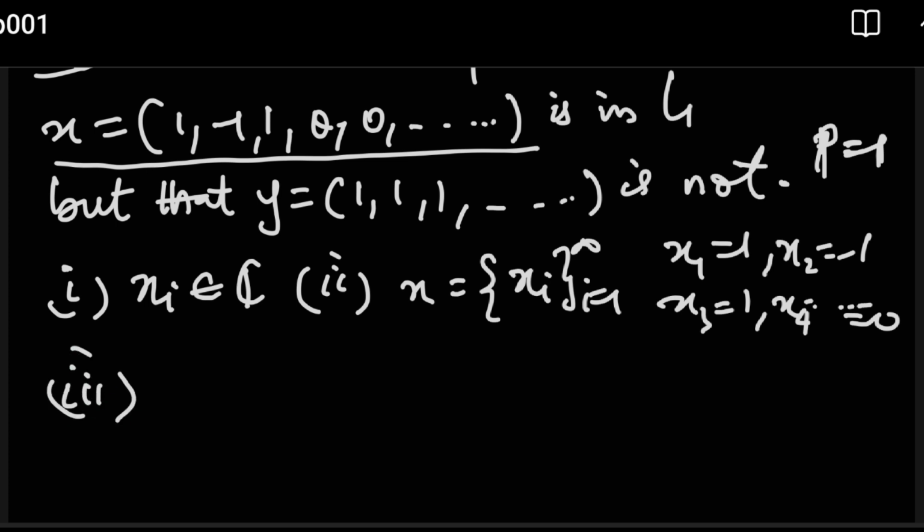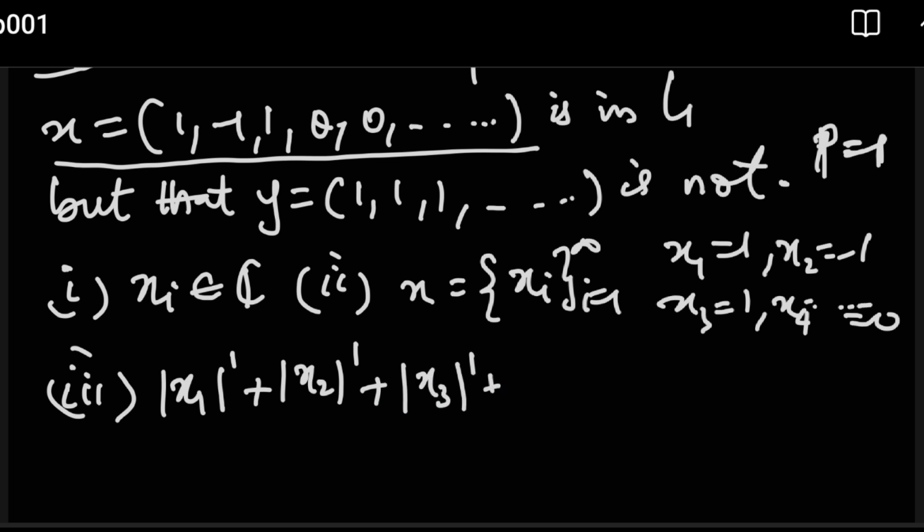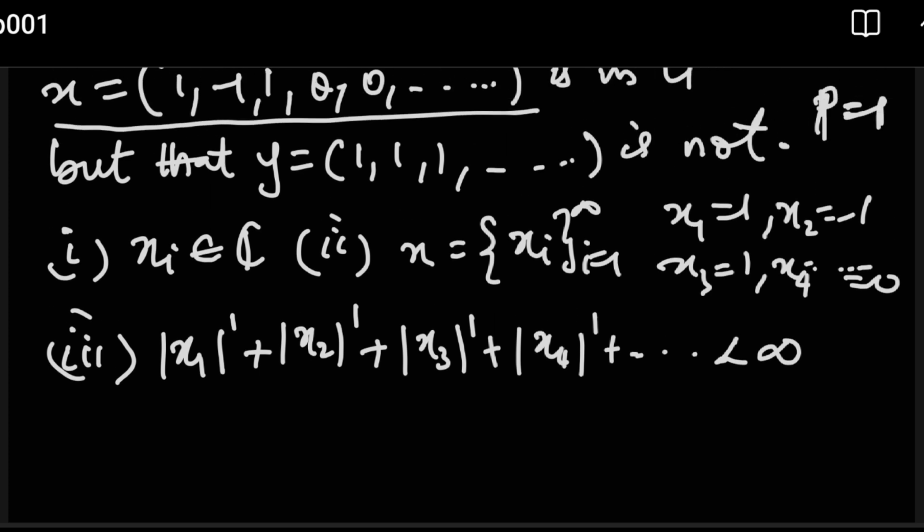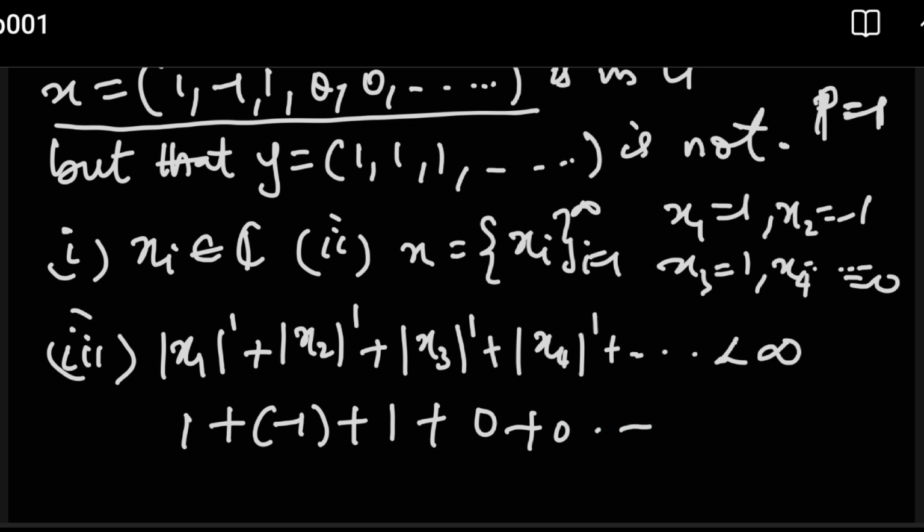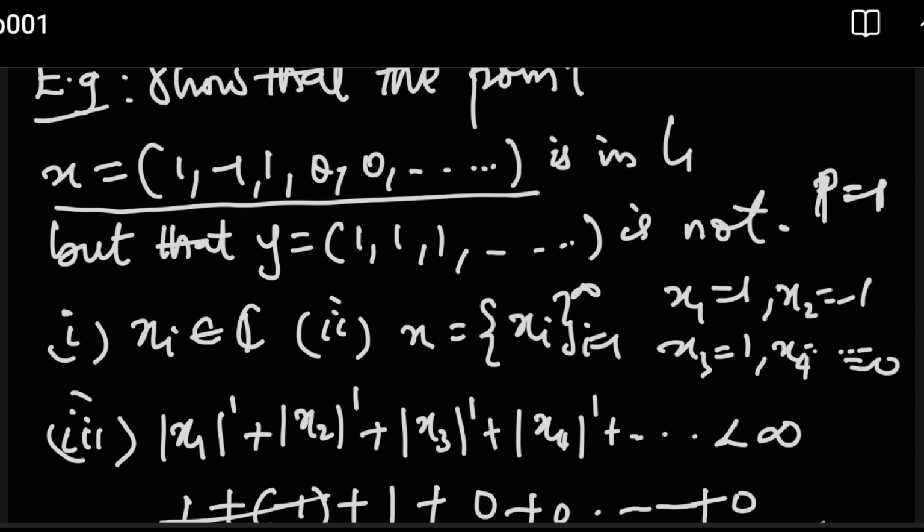Then the third condition says that for each one, you find the sum of x1 raised to the power 1, our p is 1, plus x2 to the 1, plus x3 to the 1, plus x4 to the 1, plus so on, is finite. All right, so we know x1 is 1, 1 raised to the power 1 is 1, -1 raised to the power 1 is -1, x3 is 1, x4 is 0, x5 is 0, so we have 0 plus 0 plus 0, and this is 1. This is 1, and this is actually finite. It is less than infinity. So yeah, we have that X is actually in L1.